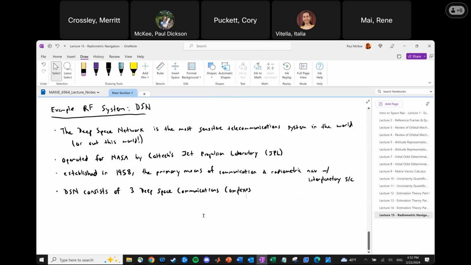We only need 3, which is weird, but I'm going to draw a picture. The first is in America. It is in Goldstone, California, which is in the Mojave Desert. That is the one that JPL considers to be in their backyard. The next one is near Madrid in Spain. And the third one is Canberra, Australia.